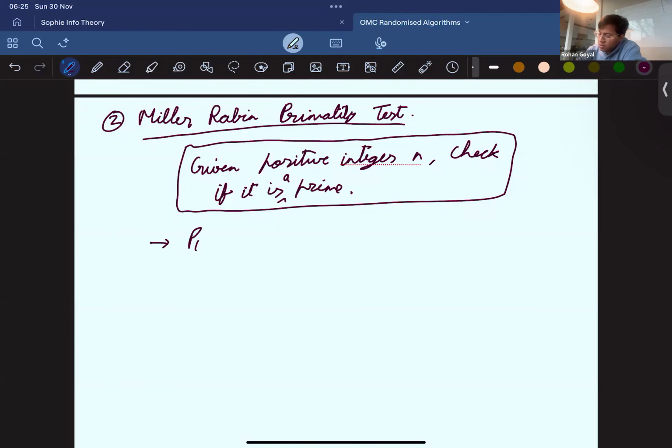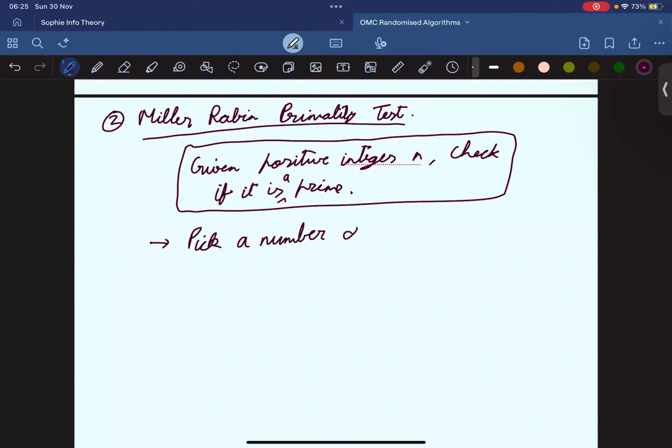You're saying pick a number n, pick a number a. Let's say we check the quadratic residues mod n. How do you check that? If n is a prime and x squared is congruent to 1 mod n, then x should be congruent to 1 mod n or x should be congruent to n minus 1 mod n. It should help in some way.